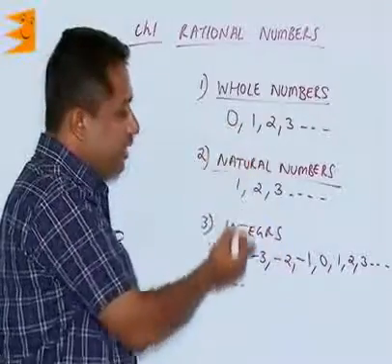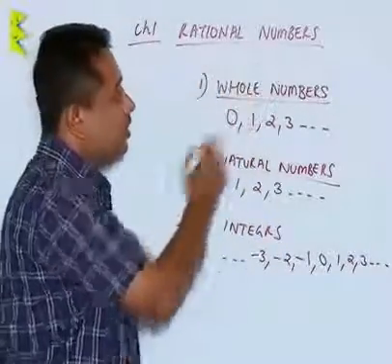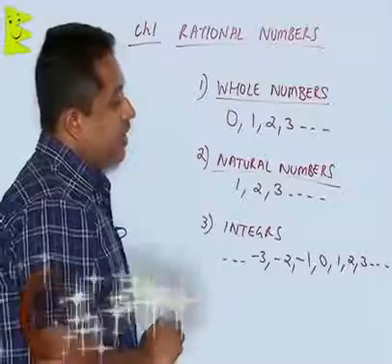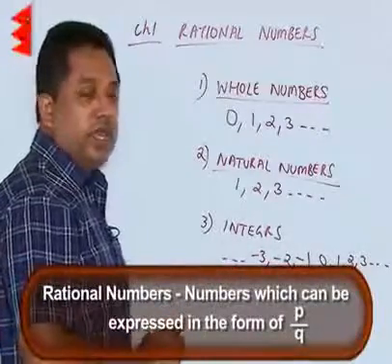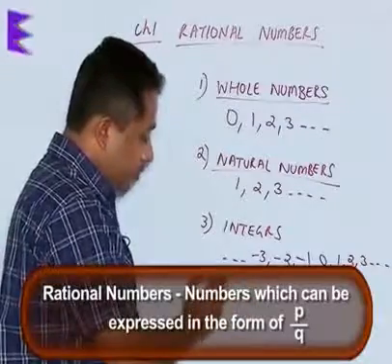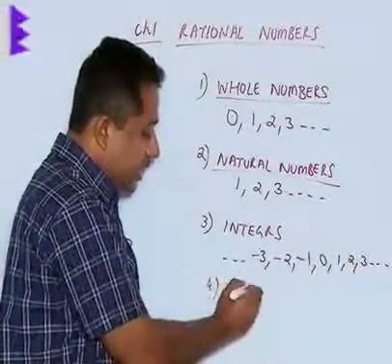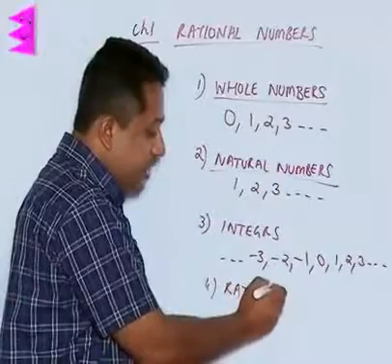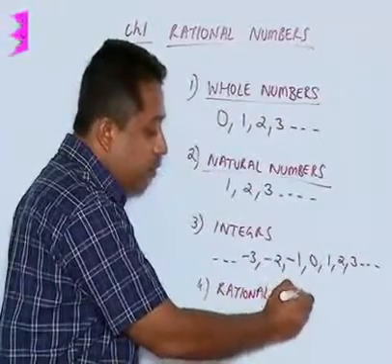Now, once we know these, we come to our topic, that is rational numbers. Now, rational numbers are numbers which can be expressed in the form of p upon q.